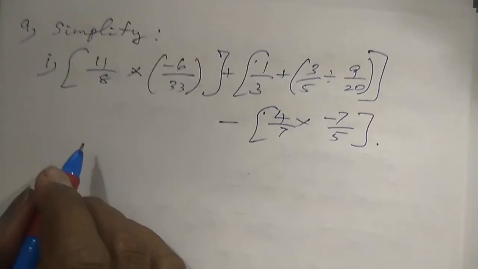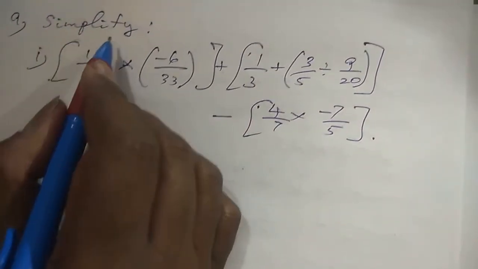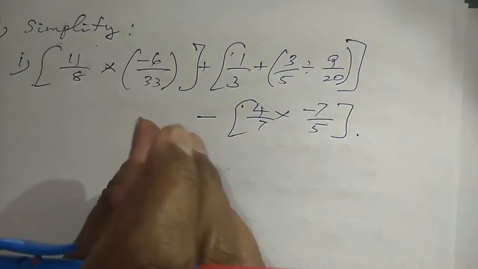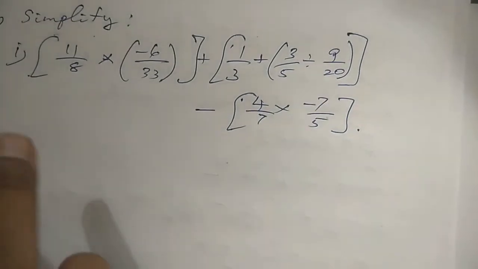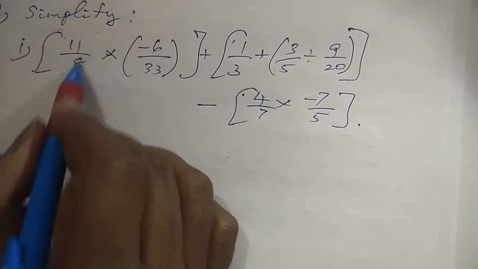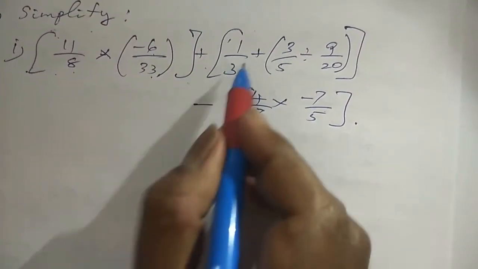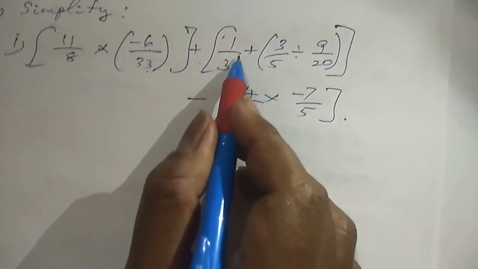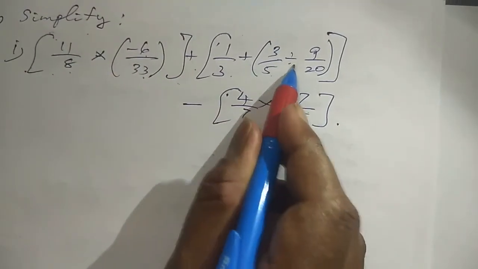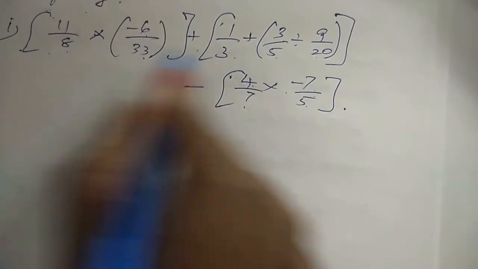Now we go for exercise 1.2, sum 9, first subdivision. Simplify. Already told here, we have to shorten this answer into a small fraction. We have a square bracket: 11 by 18 into minus 6 by 33, bracket closed, plus another bracket opened: 1 by 3 plus 3 by 5 divided by 9 by 20 minus 4 by 7 into minus 7 by 5. We are having 3 big brackets.